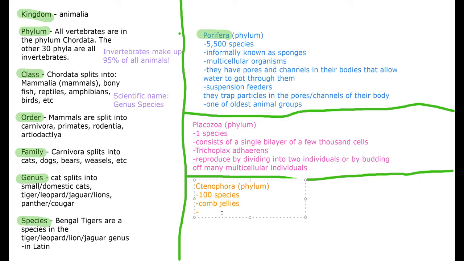So comb jellies make up most of the ocean's plankton. They are really small. They are pretty awesome because they actually have 8 little combs, right? That's what they call them.